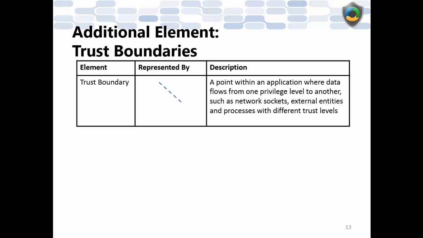As mentioned previously, a trust boundary is a point within an application where data flows from one privilege level to another. It could be something like network sockets, external entities, processes, etc., something that has different trust levels. It's crucial to document these trust boundaries because they indicate areas where threats can potentially manifest and often indicate areas within an app that must be analyzed in more depth and breadth of coverage.